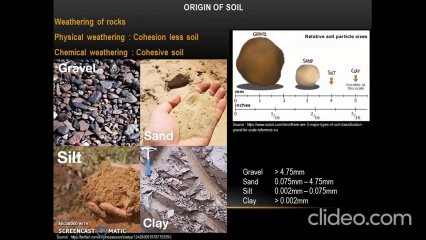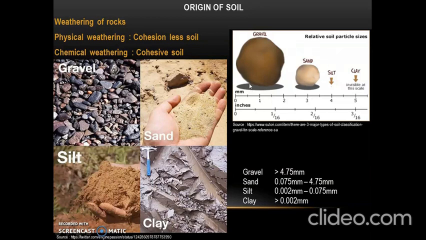In this figure, we can see the soil which are formed due to both physical and chemical weathering. As we saw in the previous slide, the cohesionless soil, for example gravel and sand, are formed by physical weathering. In this figure, we can see gravel and this is sand. So these two soils are formed by physical weathering. And second is chemical weathering, which results in formation of cohesive soil. Cohesive soil examples are silt and clay, and these two result due to chemical weathering.